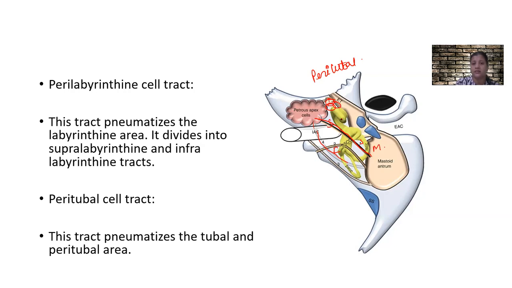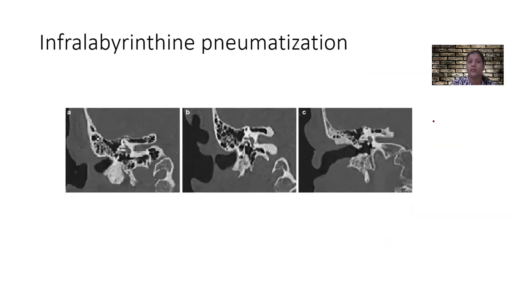We can also see here, this is your subarcuate tract, which goes below the superior semicircular canal, not above, and goes towards the internal auditory meatus. So this is your subarcuate tract, which I had told you before. Okay, so I think you have understood about the cell tracts which are there in relation to the temporal bone.